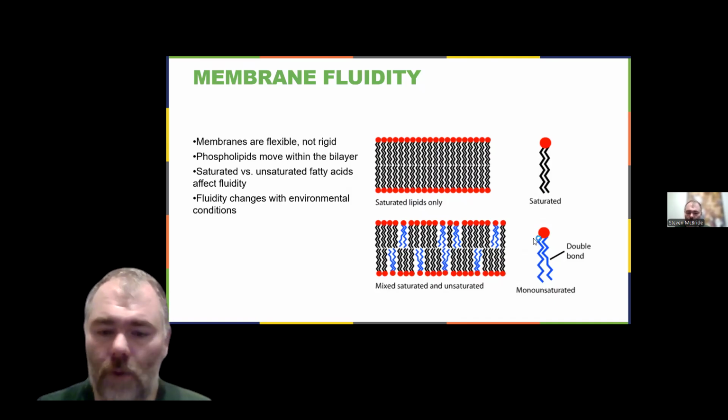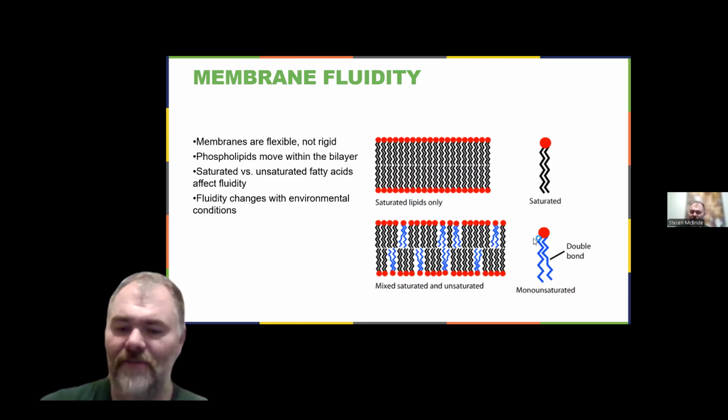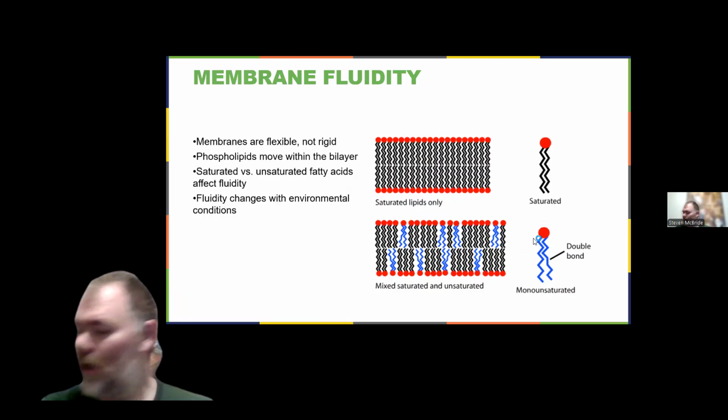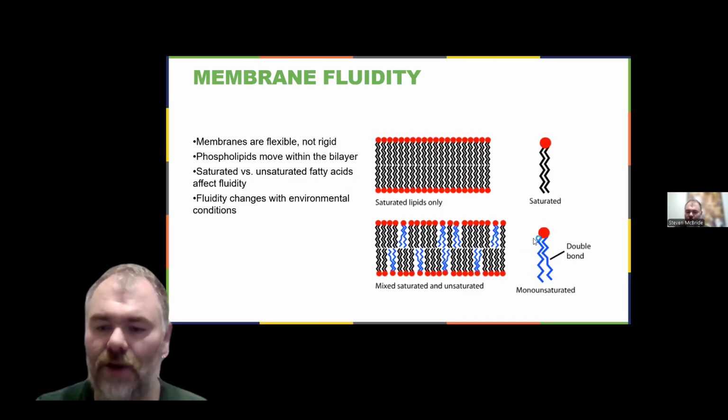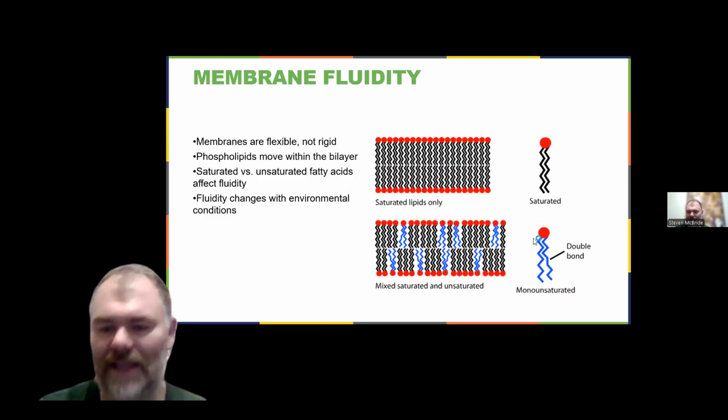All right. One important thing to understand about plasma membranes is that they are not rigid structures. The membrane is flexible and dynamic. Phospholipids can move sideways within the bilayer, and many membrane proteins can move as well. This flexibility is called membrane fluidity. Membrane fluidity is strongly influenced by the types of fatty acids present in the membrane. Saturated fatty acids are straight and packed tightly together, which makes membranes more rigid. Unsaturated fatty acids contain bends caused by double bonds. These bends prevent tight packing and increase membrane fluidity.